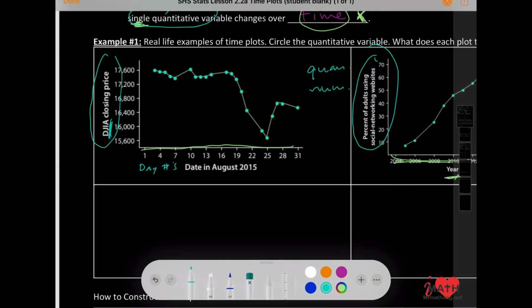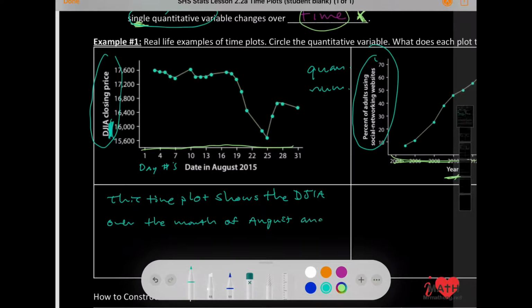So let's write that. This time plot shows the DJ, Dow Jones industrial average, over the month of August and its closing price.